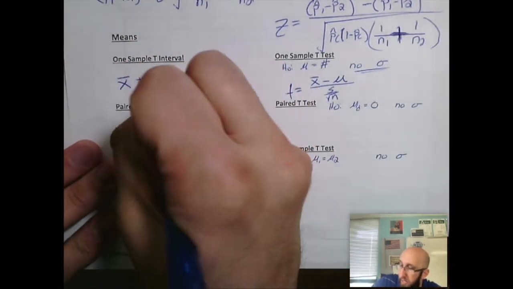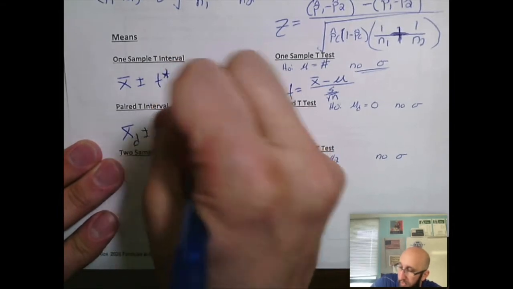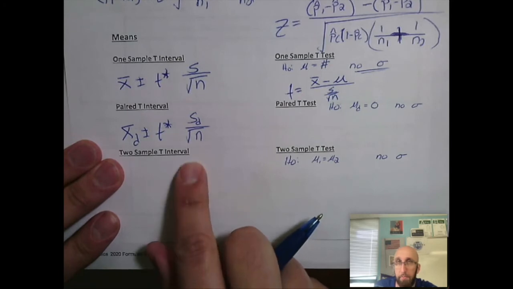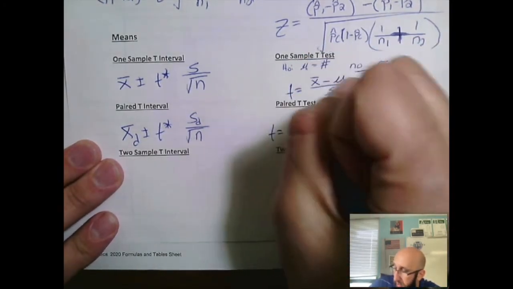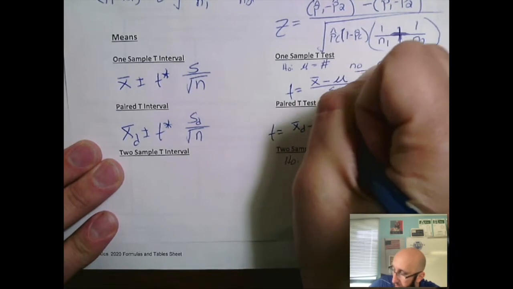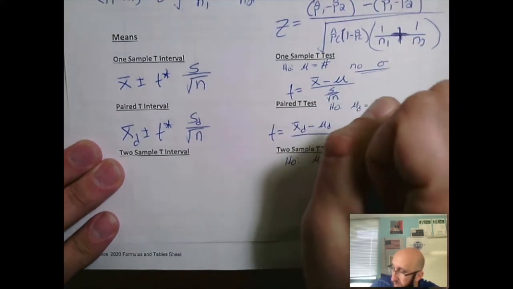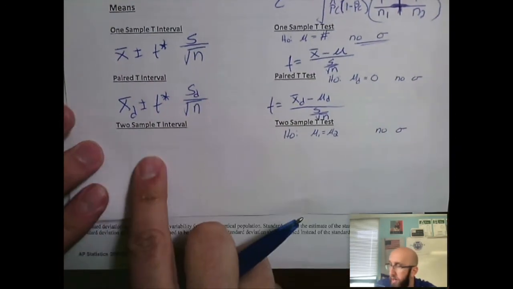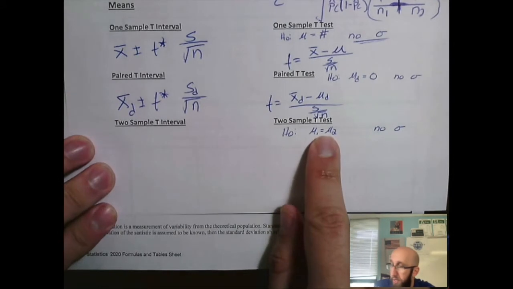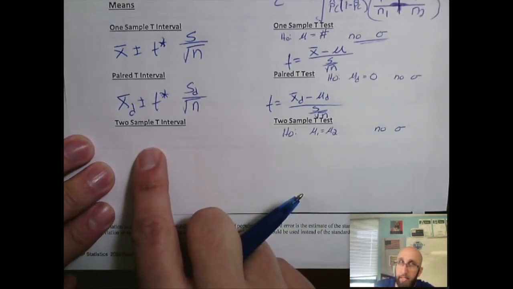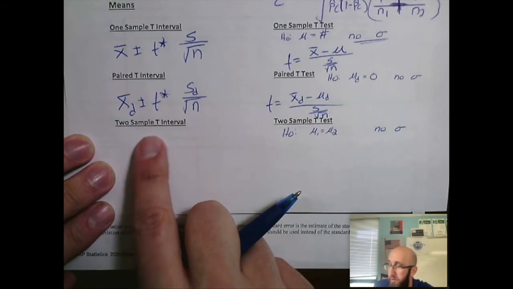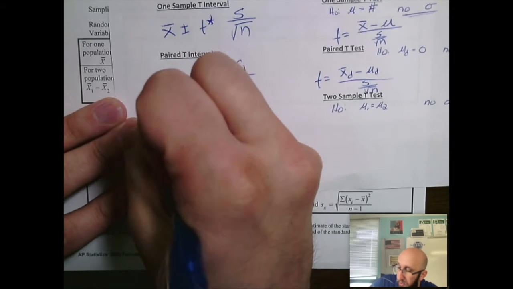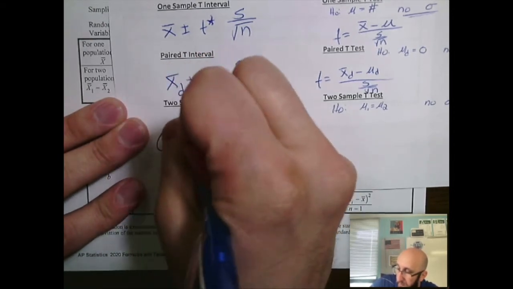We're talking x-bar d plus or minus t star times s d over the square root of n. That subscript d is just talking about the differences between our two data points. For the paired t-test, we're talking t equals x-bar d minus mu d, which is often 0, divided by s divided by the square root of n. And then finally, we have a two sample t-interval and two sample t-test. So now we're switching from single populations to two populations. For a two sample t-interval, start with your statistic, x-bar 1 minus x-bar 2 plus or minus t star.